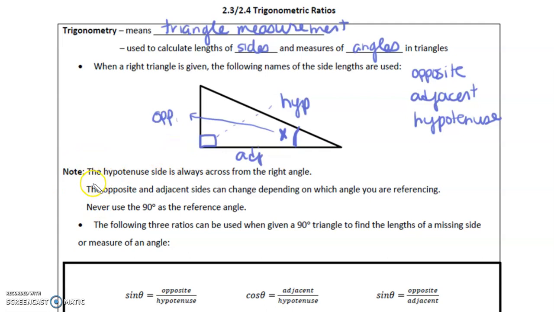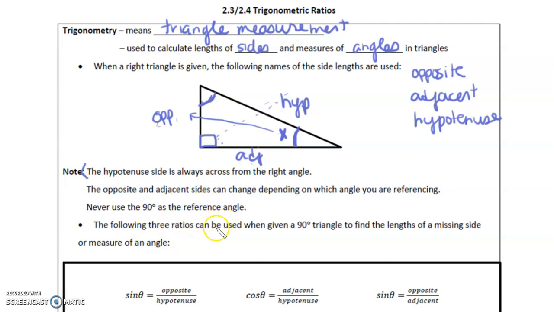Okay, so please note, we kind of just talked about this. Hypotenuse is always across from the right angle. The opposite and adjacent sides can actually flip, like this could be opposite and then this could be adjacent if we were talking relative to the other angle. Okay, so it all depends on what angle we're referencing. And we're never going to use the 90-degree angle as a reference angle.